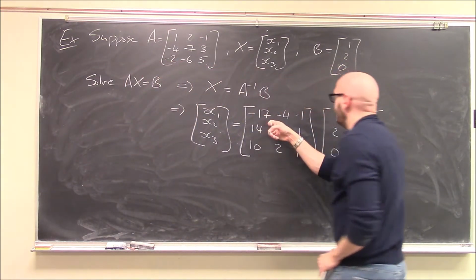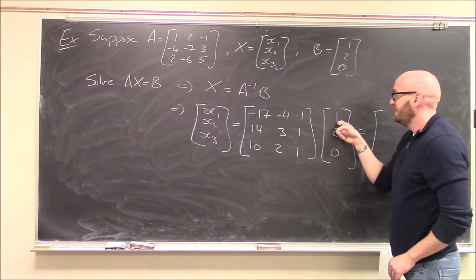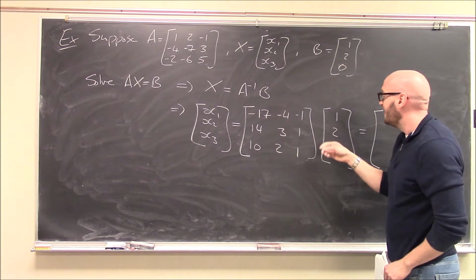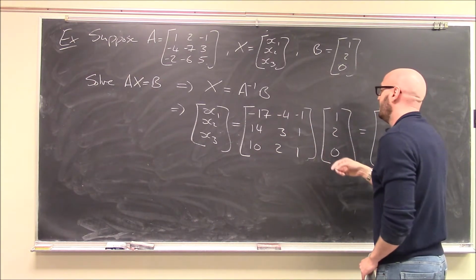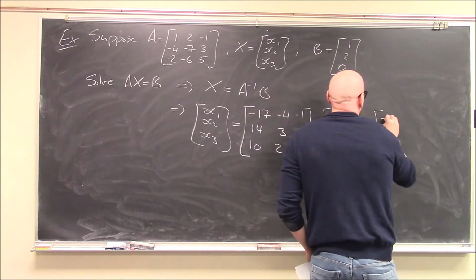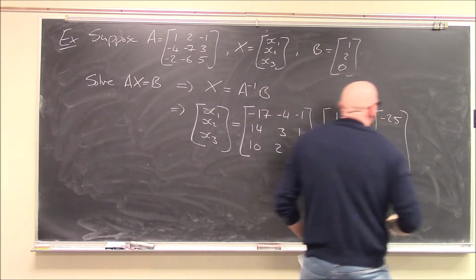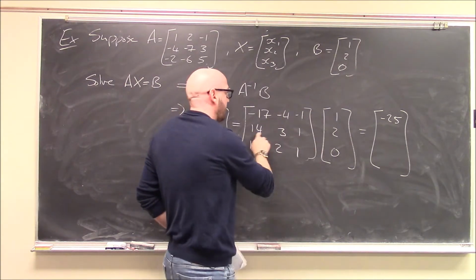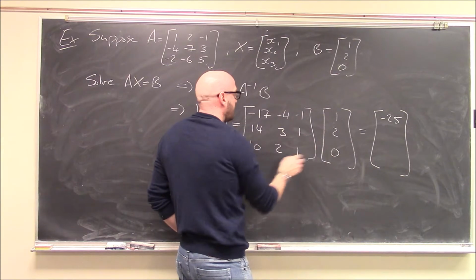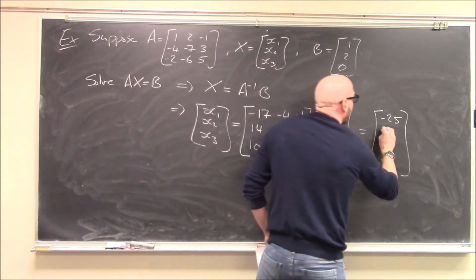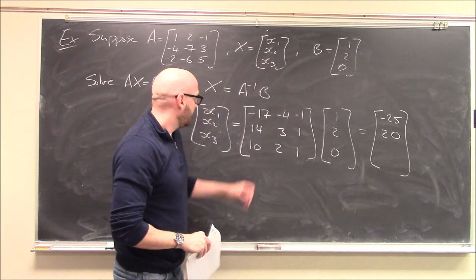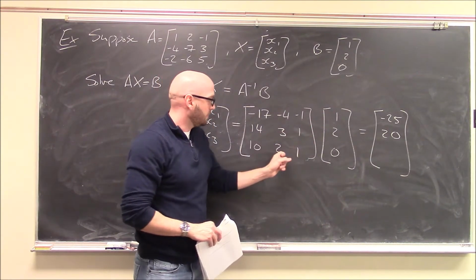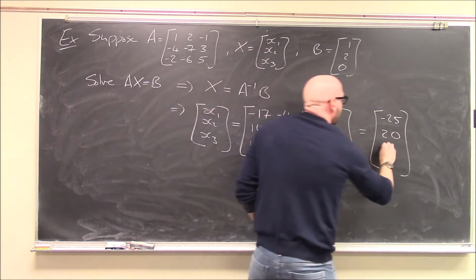So we've got minus 17 times 1 plus minus 4 times 2, so minus 17 plus minus 8, and then plus 0. Minus 17 plus minus 8 is minus 25. Next entry will be row 2 times column 1. So we've got 14 times 1 plus 3 times 2 plus 1 times 0. 14 plus 6 is 20. And last but not least, we've got this row by this column. 10 plus 2 times 2 is plus 4 is 14, plus 0 is 14.